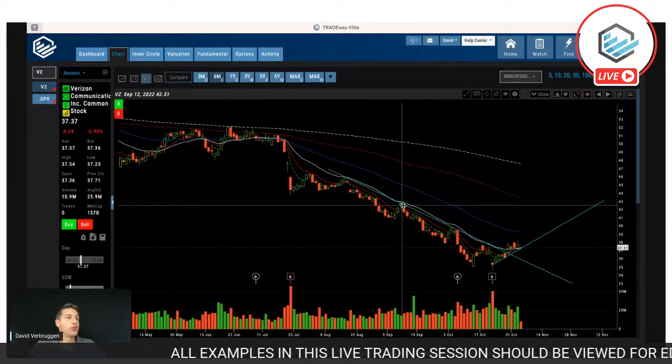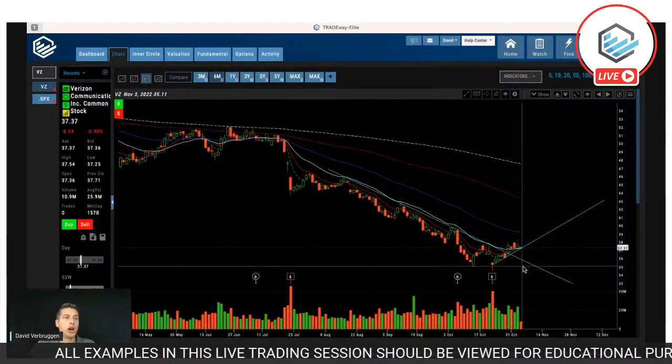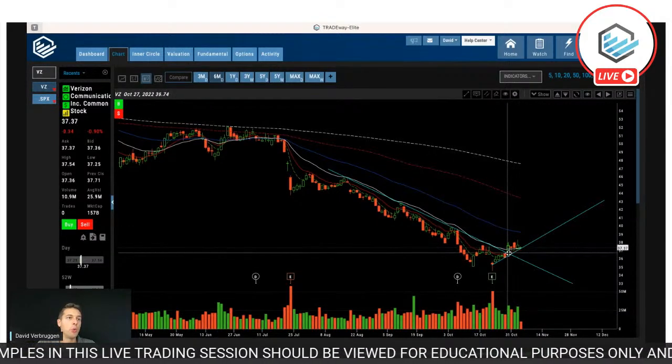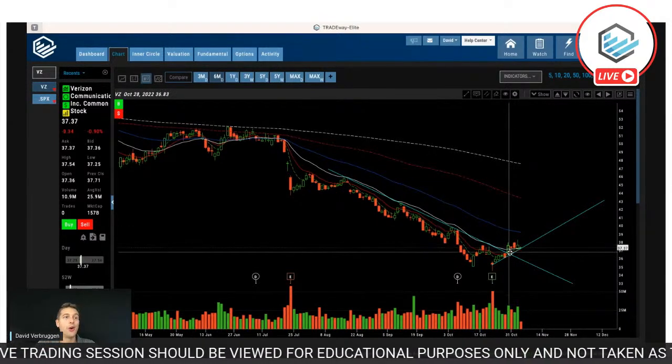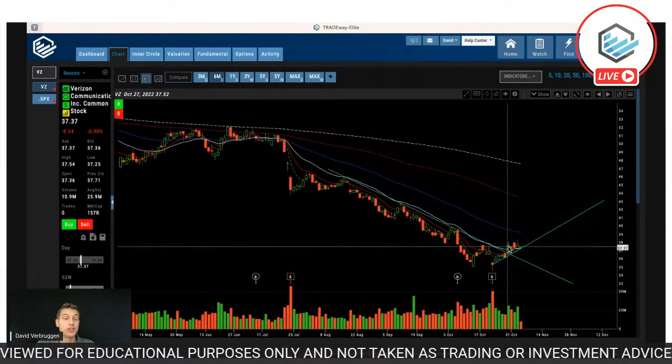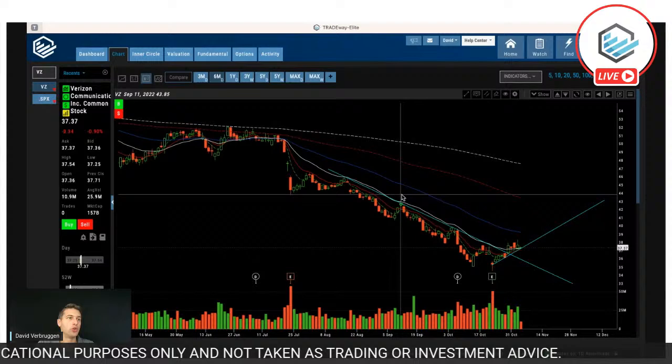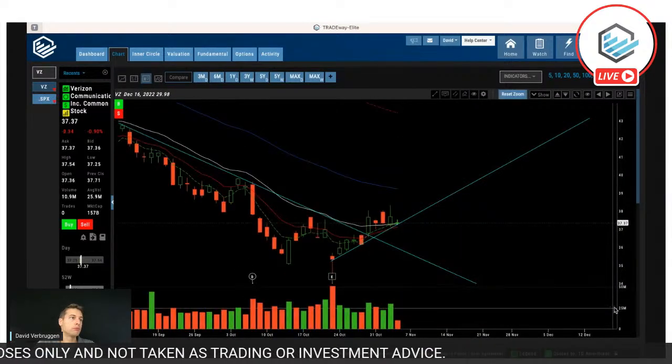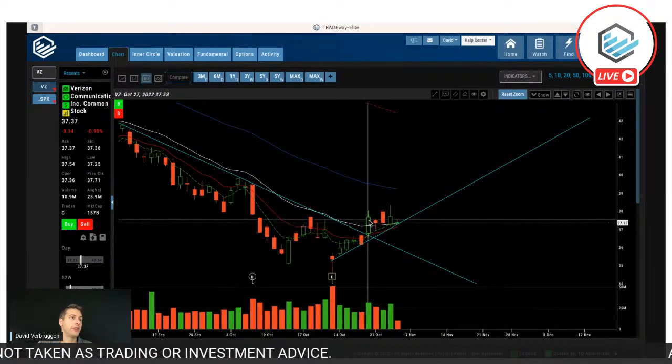I mentioned it bounced down off the 20 EMA a few times. And this day, when it broke the resistance line, it also broke the 20. And it closed above the 20. That's huge. That's a big deal. Let's zoom in. Here we are. That day, that's a big deal.